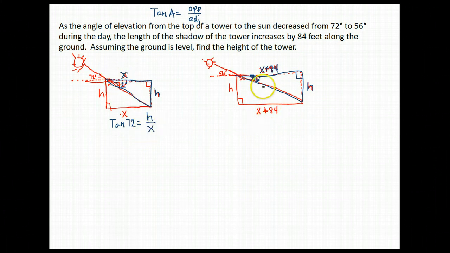In this triangle here, we have the same situation. We have the opposite side and the adjacent side for our 56 degree angle. So tangent of the angle 56 equals the opposite side. The side opposite that is h. The side adjacent to it, or touching it, is x plus 84.